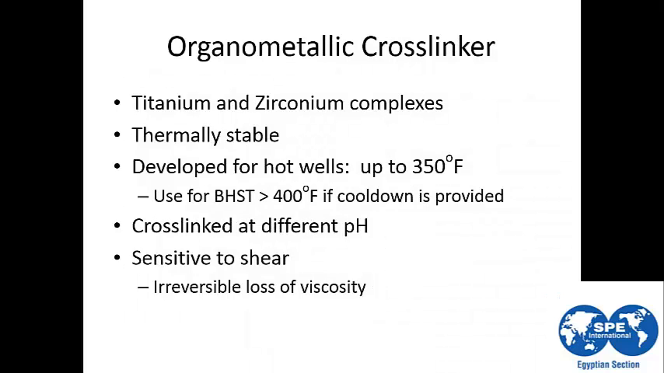For Organometallic Crosslinking, we use titanium and zirconium complexes instead of the boron, as we said, to crosslink the guar. It has thermal stability higher than the boron system. It is developed for hot wells up to 300 and can increase up to 400 Fahrenheit if we do a cool down. It can crosslink at different pH values. It has less sensitivity to pH value than the borate system, but its problem is that it is sensitive to shear.